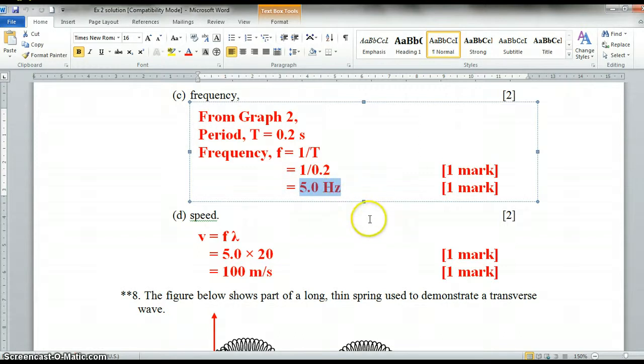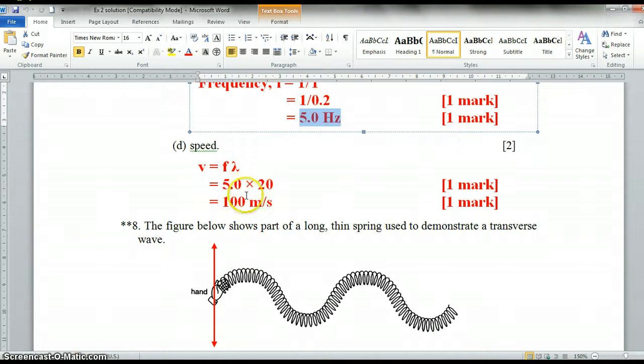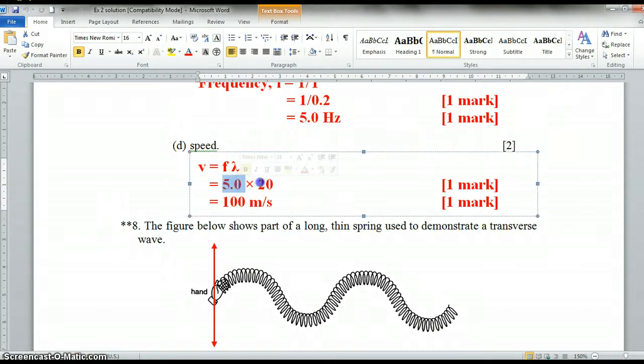full marks, 5.0 Hertz. Speed: v = f lambda. Frequency has been found, lambda has been found, and hence 100 meters per second.